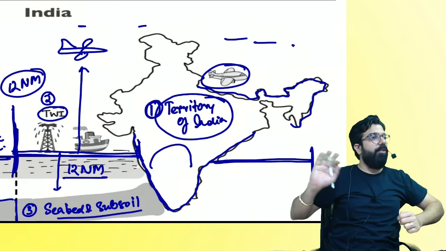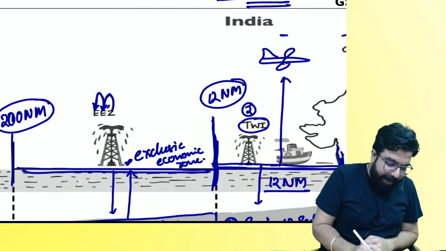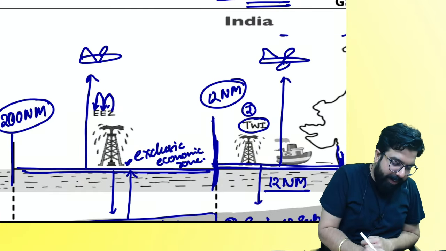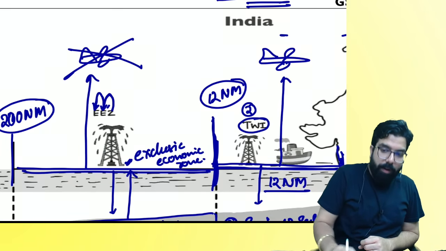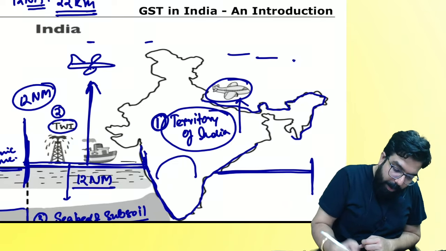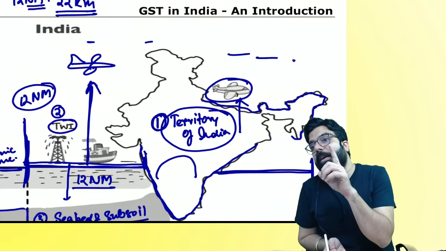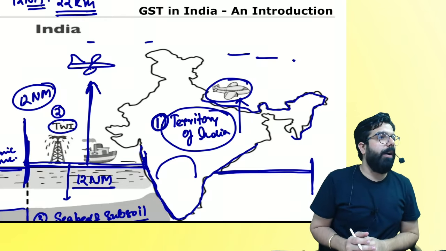Is my point clear to all? Can I go ahead, everyone? People, tell me, above this exclusive economic zone, is the airspace India? No. Only above the territorial water and above the territory. Can I go ahead, everyone? Next.